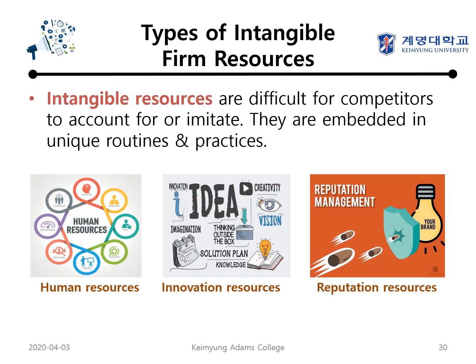The next type of firm resources is the intangible resources. These are much more difficult for competitors to account for, because you cannot count them by hand. Unlike tangible resources, which you can touch and measure by counting, these are difficult to account for or to imitate. They are embedded in unique routines and practices. This includes human resource management, innovation resources, and reputation resources.